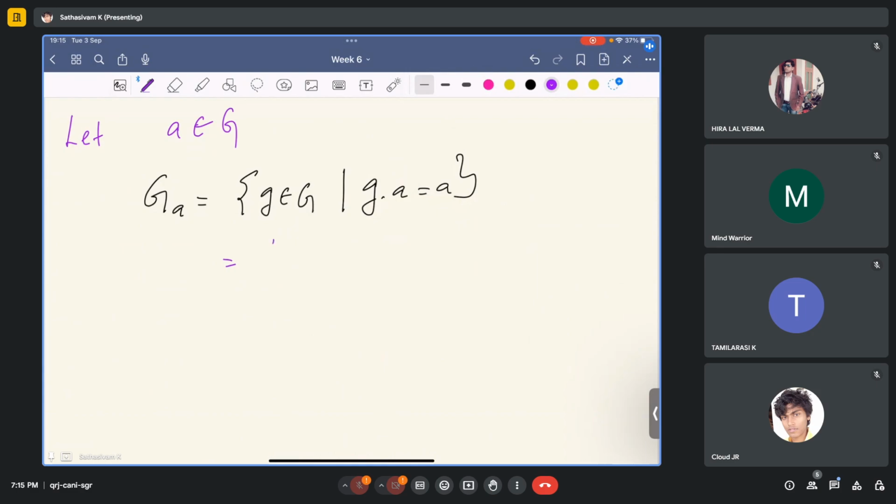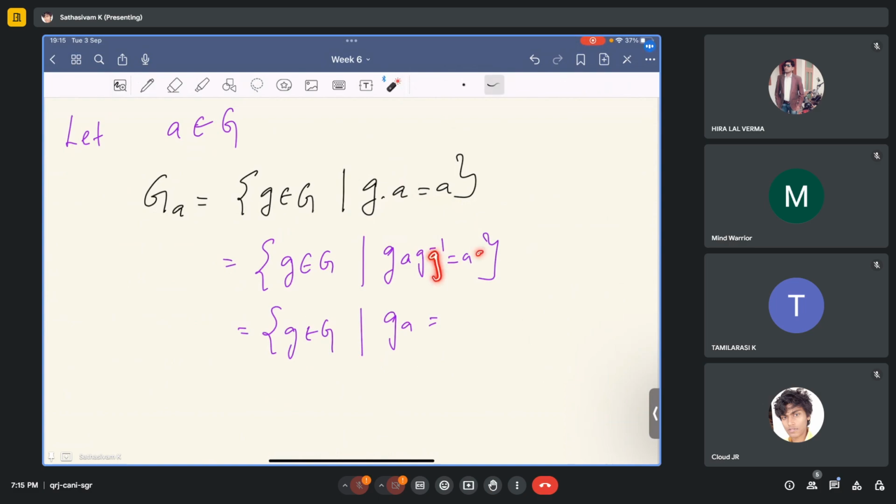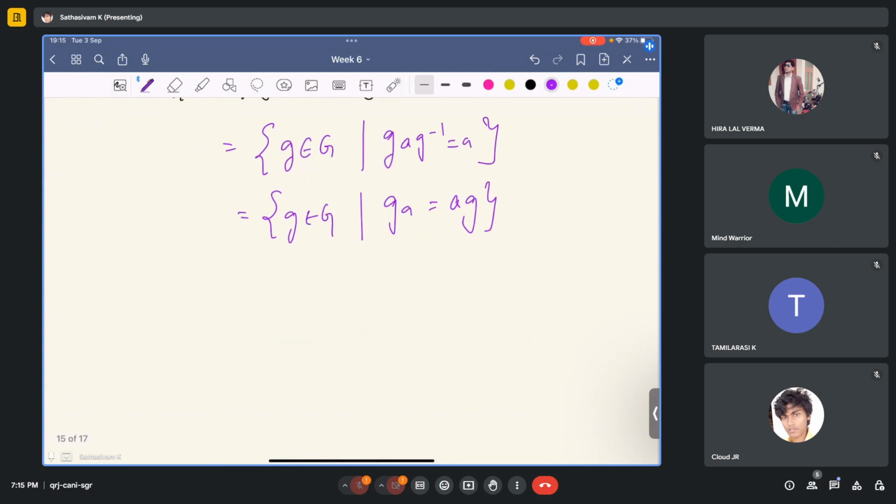So what is G_a in this case? The set of all g in G such that g·a is g a g inverse, and this is equal to a. Similarly, multiply on both sides by g. So what is this group? This subgroup we have also studied. This is basically the centralizer of a in G. So this is the centralizer.